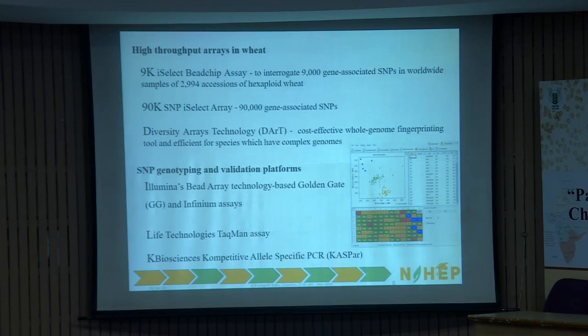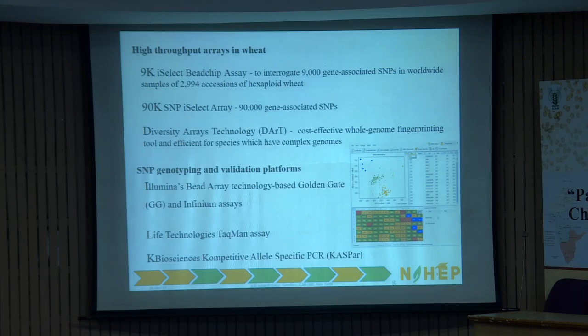The first chip to come out for wheat was the 9K iSelect chip. It was in 2013. USA scientists, in collaboration with Melbourne scientist Matthew Hayden, developed a chip called the 90K iSelect bead assay by using only 27 accessions from US and Australia. The only negative of this chip is that they used only lines from US and Australia, so it was not covering the whole worldwide germplasm collections.